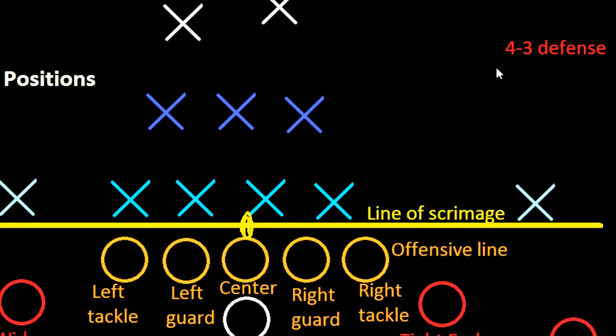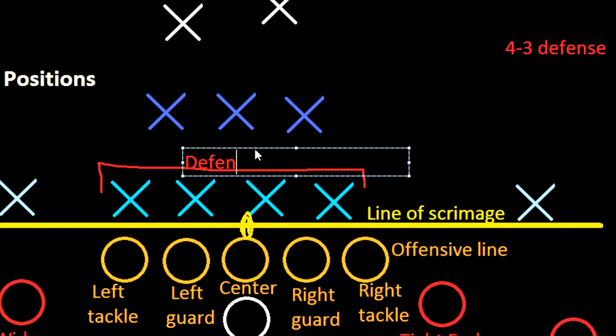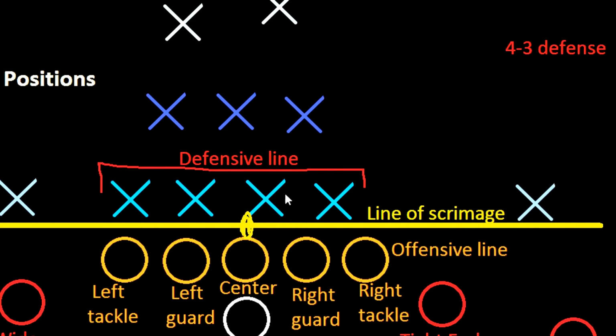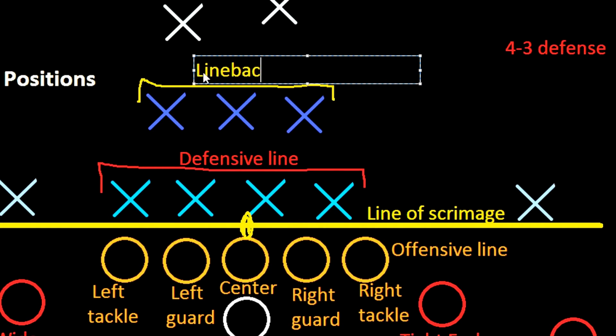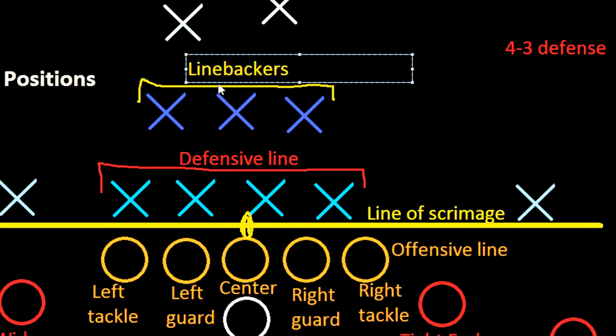Let's look at where these numbers come from. The first number comes from the line. So these guys here, this is the defensive line. Right behind, as you can see, there's 4 guys, so that's where we get the 4. And then there's 3 guys behind them. If you guess this is where the 3 comes from, you would be correct. So 4 defensive linemen, 3 linebackers, because they're behind the line. These are the linebackers.